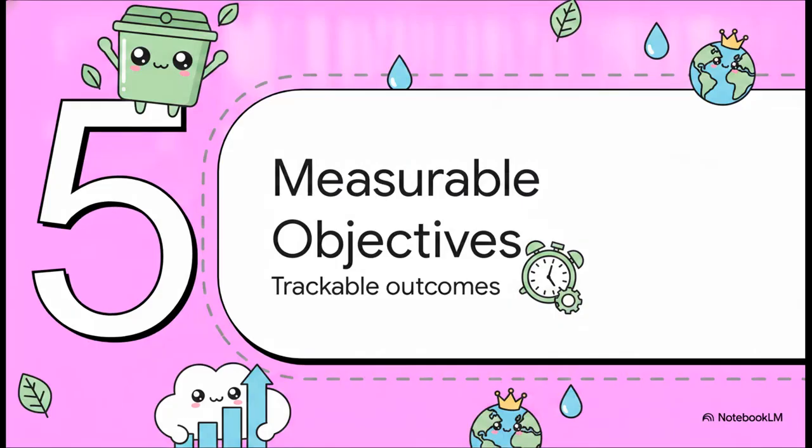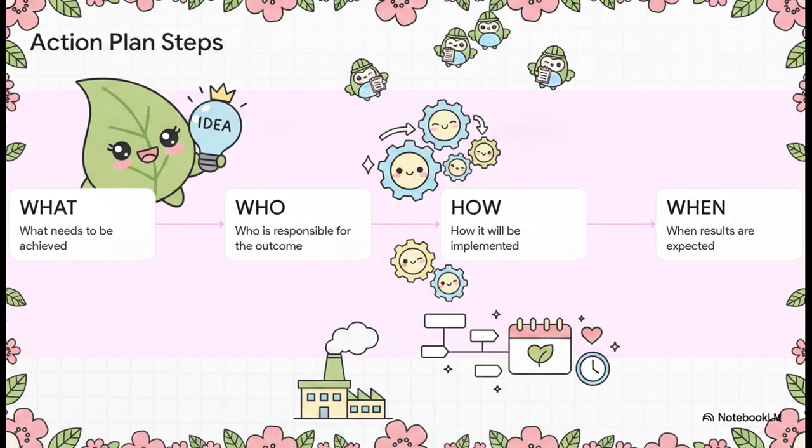Now for Section 5, setting measurable objectives. This is all about transforming those promises into trackable outcomes. To make sure action plans aren't just vague wishes, ISO 14001:2026 requires organizations to define exactly what needs to be achieved, who is responsible, how it's going to be implemented, both technically and operationally, and exactly when the results are expected. Just saying, we want to be greener, doesn't cut it anymore. It has to be a granular, accountable project plan.